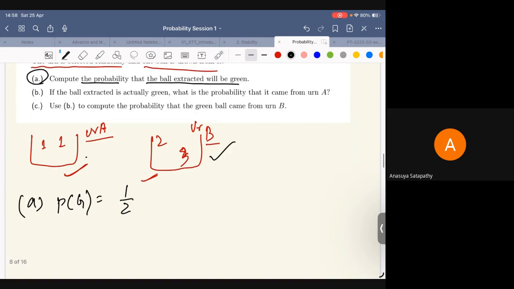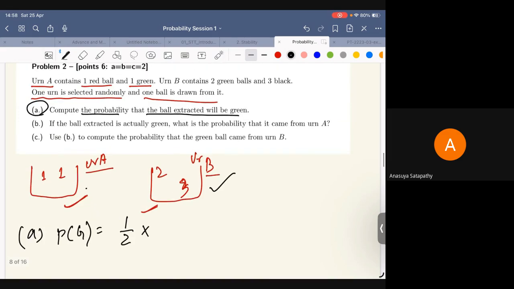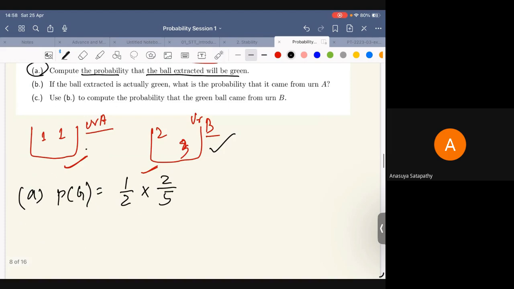Okay. So what is the probability of selecting urn B and a green ball? I have selected urn B. So what is the probability of getting a green ball? 2 by 5, right? Yes. Okay. So now you will apply this, this condition is satisfied when urn B. Okay. What is the probability if I choose urn A? So condition for urn A. If I choose urn A.